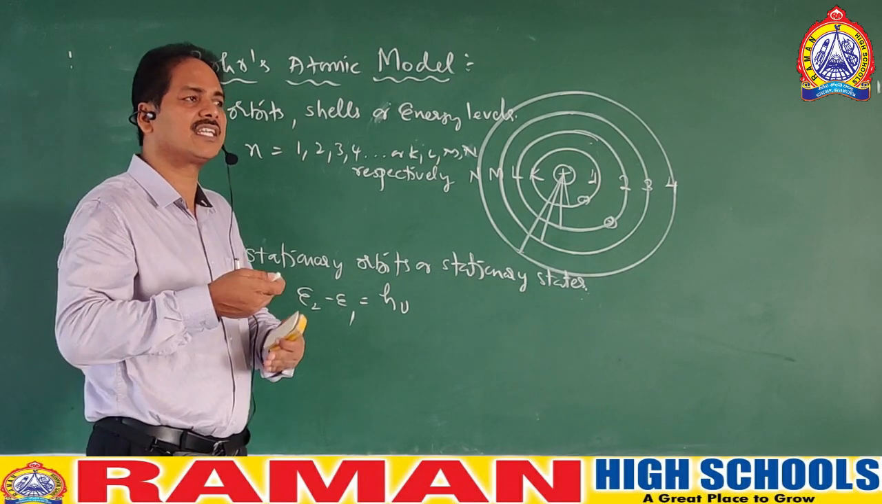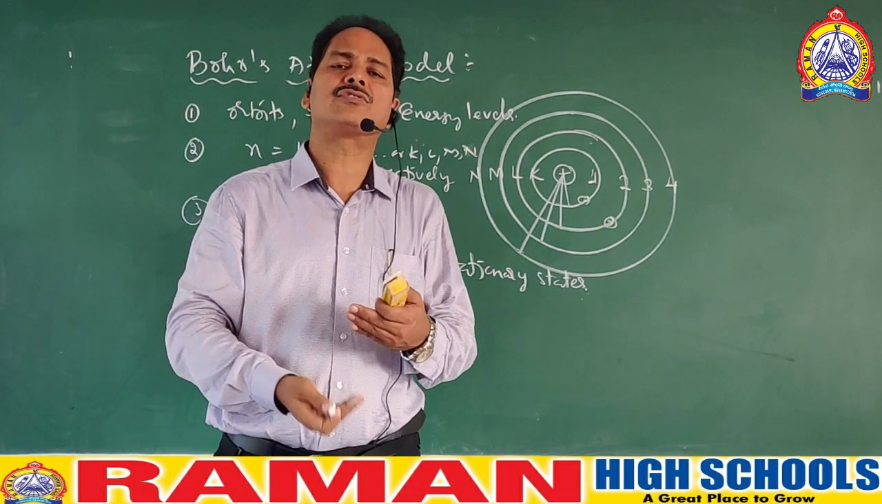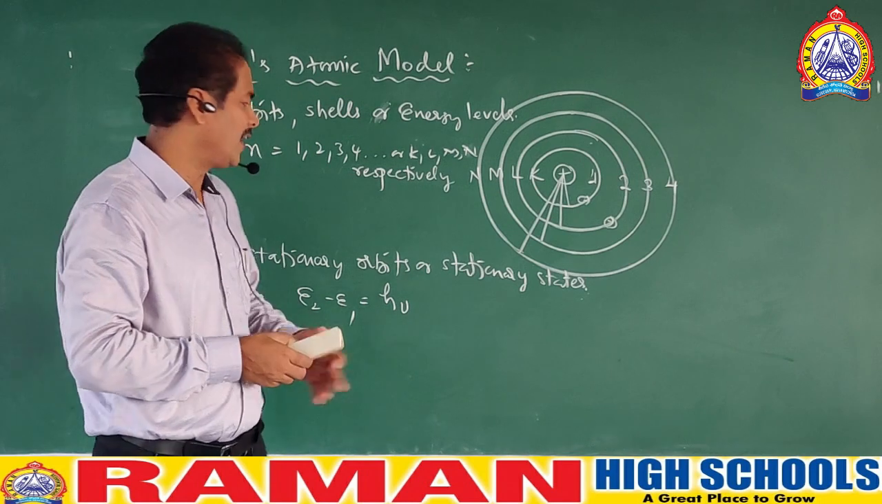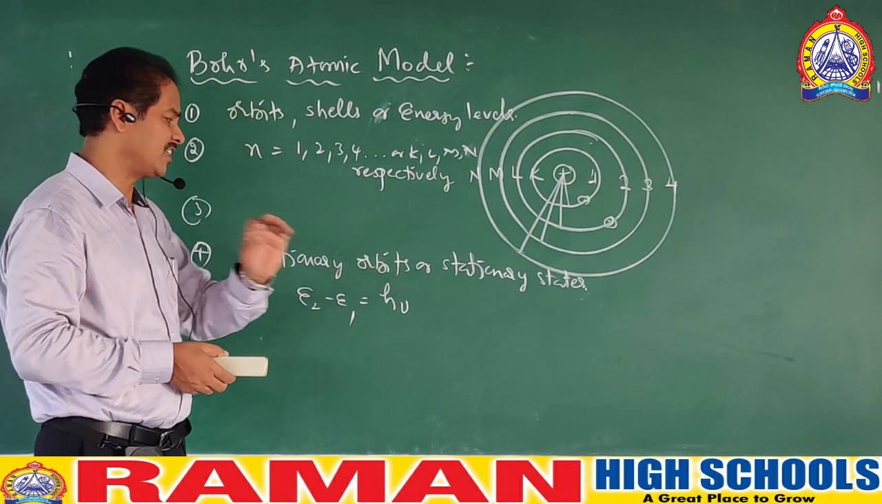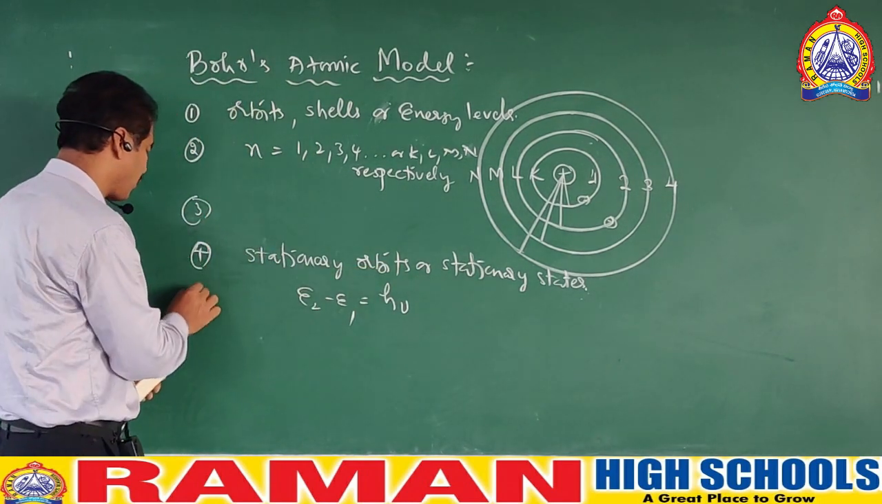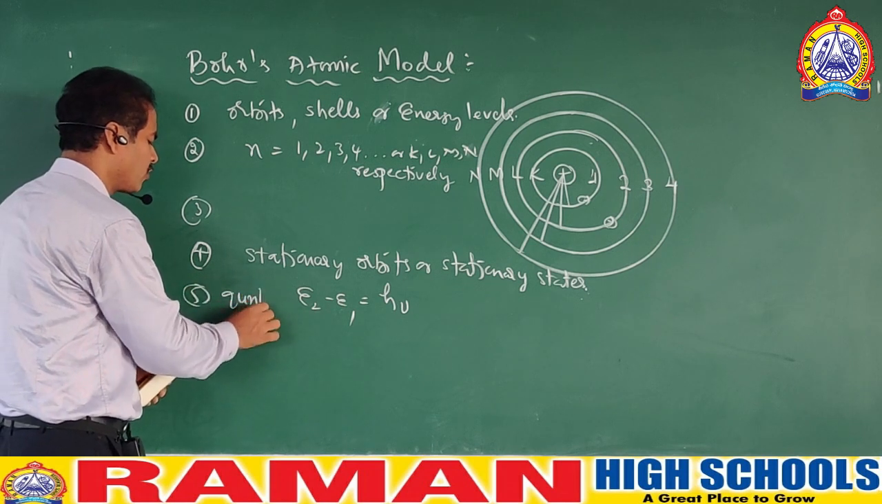If the electron gains energy, it jumps from lower to higher. If it loses energy, it jumps from higher to lower. And the lost or gained energy should definitely be in the form of quanta.